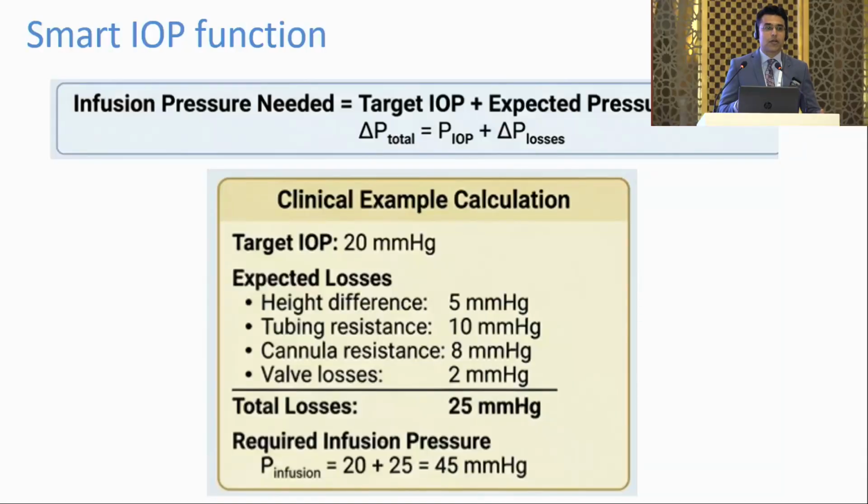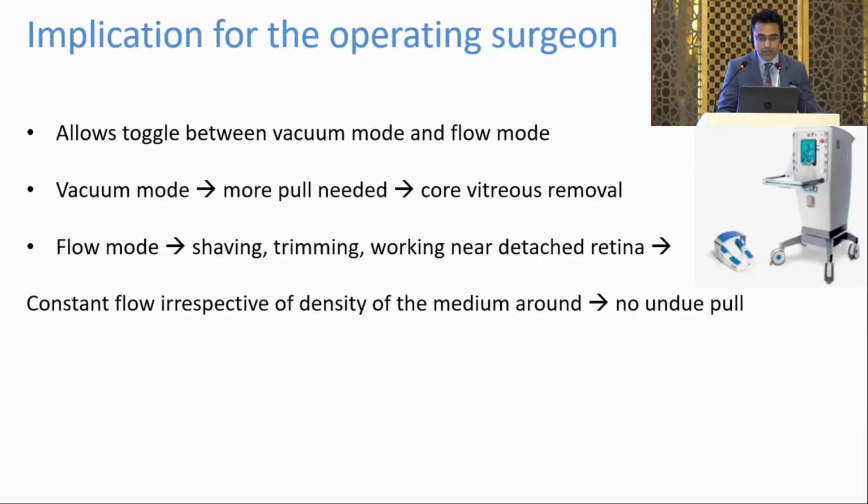So this is a clinical example. Suppose your target IOP is 20 millimeters of mercury. But physics-wise, the machine will calculate that the expected loss due to, say, height difference is 5 millimeters, tubing resistance is 10 millimeters, and so on. So it calculates that the total loss is about 25 millimeters of mercury. So the machine maintains a pressure of 45, which gives you your effective pressure of 20. This keeps happening dynamically to ensure that you are always maintaining the pressure that you want.